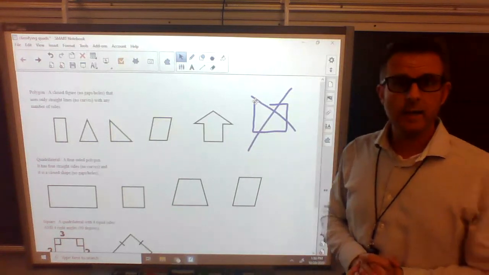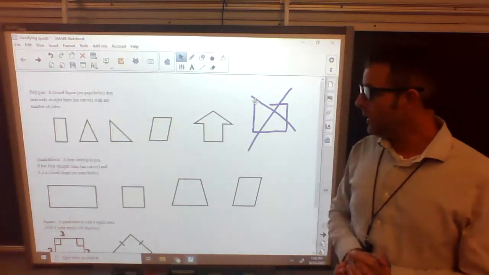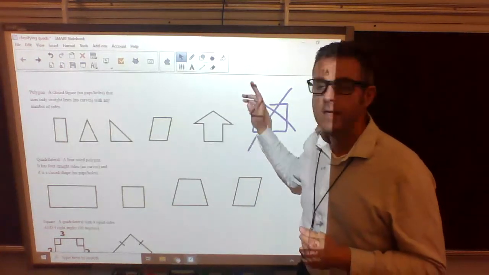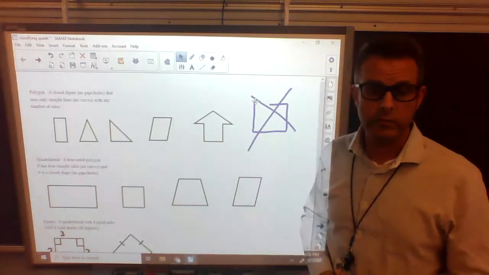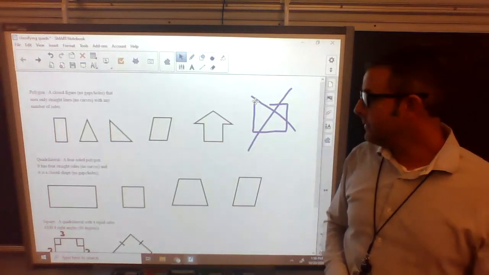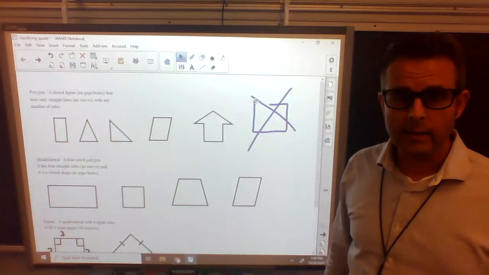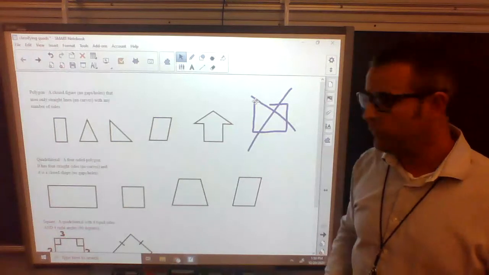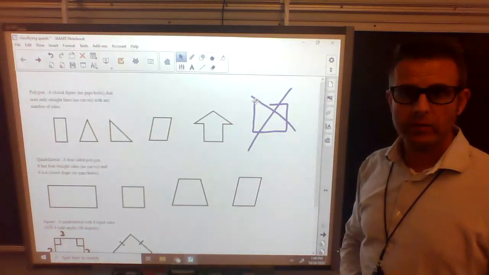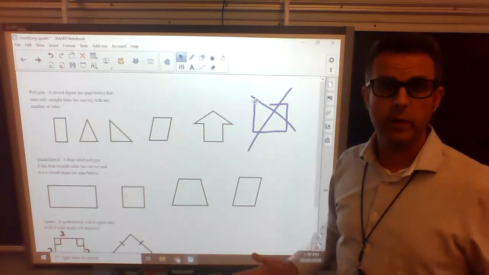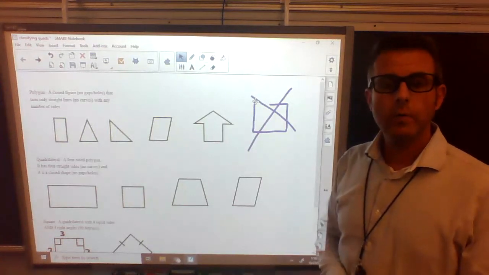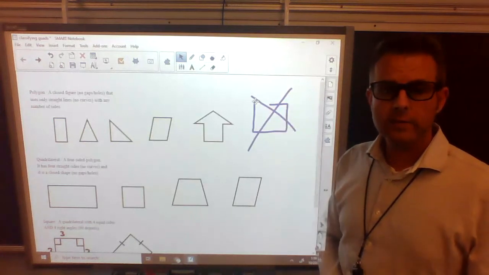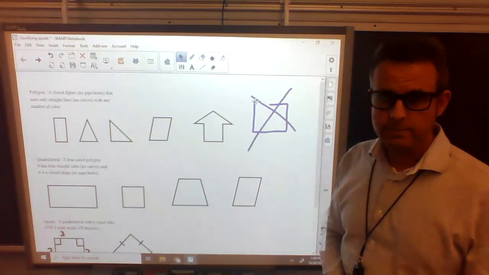Then we jump down to a quadrilateral. A quadrilateral is a four-sided polygon. Again, it's four sides, straight lines, and it's closed. There's no way to escape. That is what a quadrilateral is. I've given you several different examples of quadrilaterals, but as you can see, they all have four sides and they are all closed. There are no gaps or holes in them. That is what makes something a quadrilateral. Quad means four, so it's a four-sided closed shape.